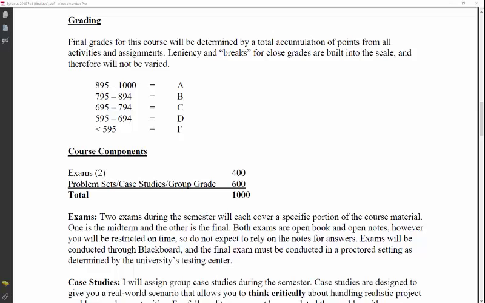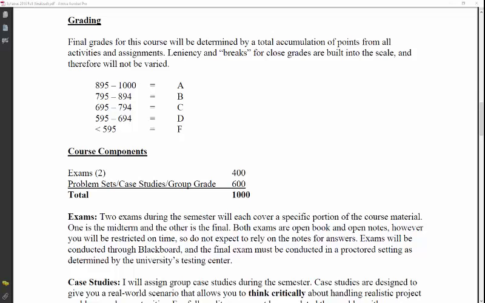About the course components, there are basically two parts. One is exams, the other is the problem sets, case studies, and the group grades that go through the whole semester. We have two exams, one midterm and one final. Both of them are online since this is an online course, so computer-based.